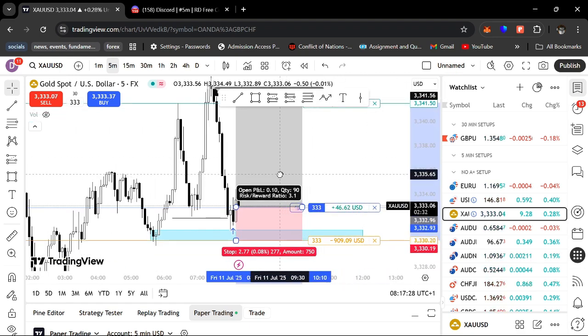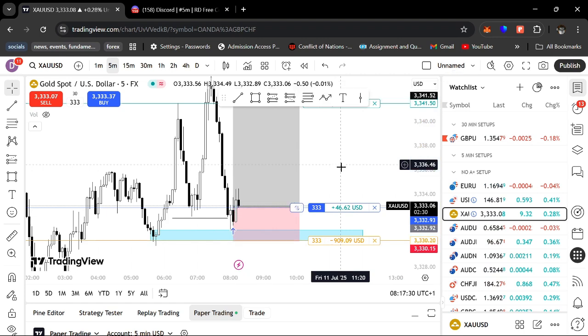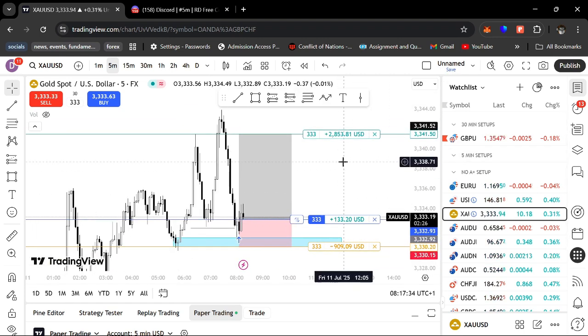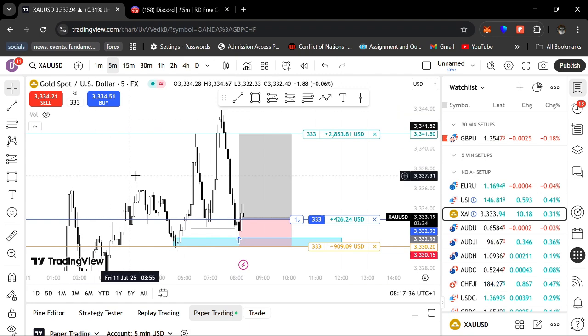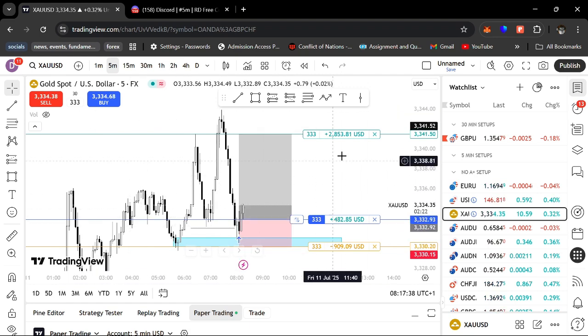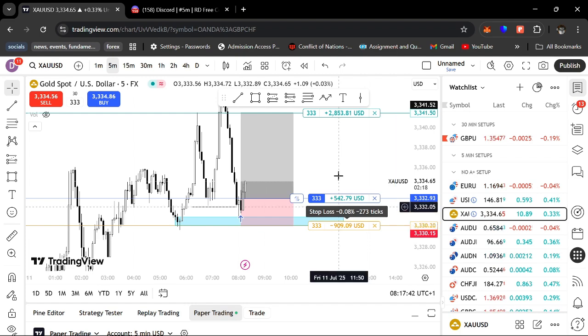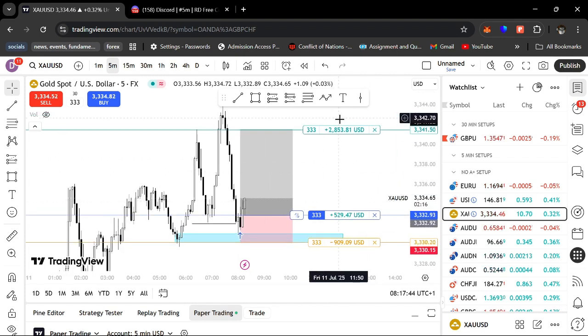So on this trade I'm risking $900 because I made a mistake with my lot size calculation. I risked too little on this, and that's why it's 900. Normally I'm meant to risk 1,000, not 900. But as you can see, price is moving nicely.